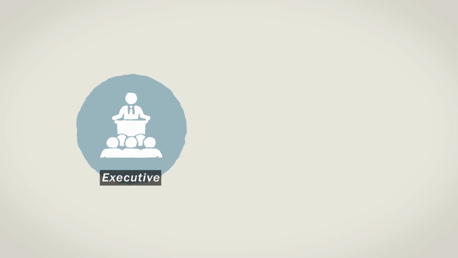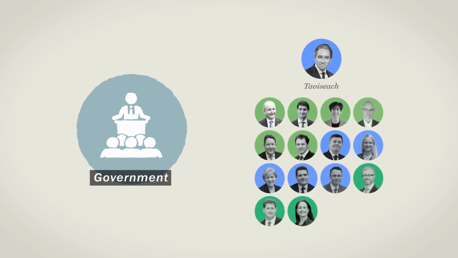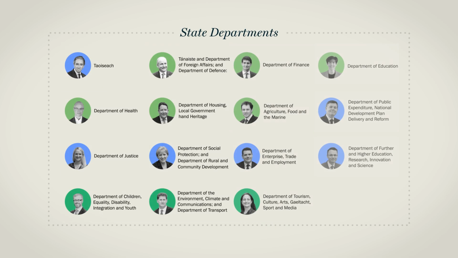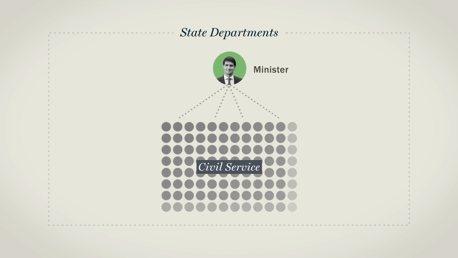The executive, more commonly referred to as the government, is led by the Taoiseach and their deputy, the Tánaiste, and is composed of the various ministers who run the different government departments. Each minister is the head of their government department, which allows them to directly implement change in a certain branch of the state. Employees of government departments are known as civil servants.